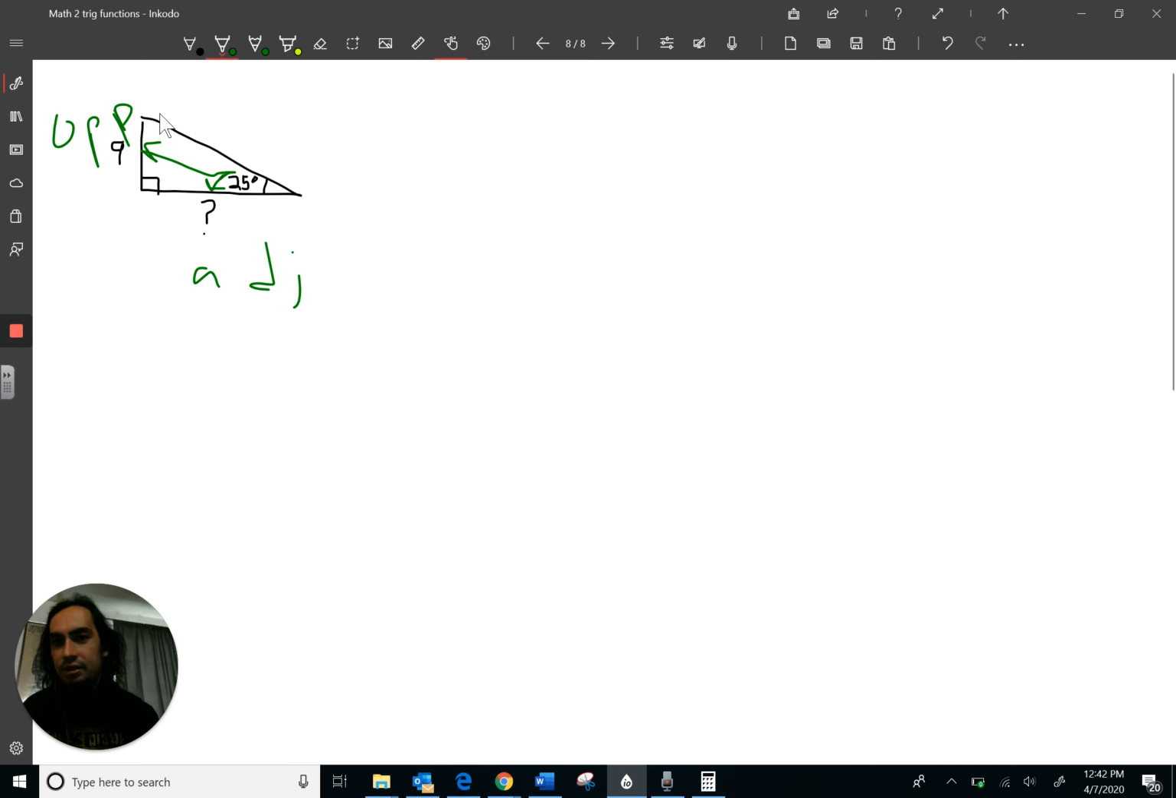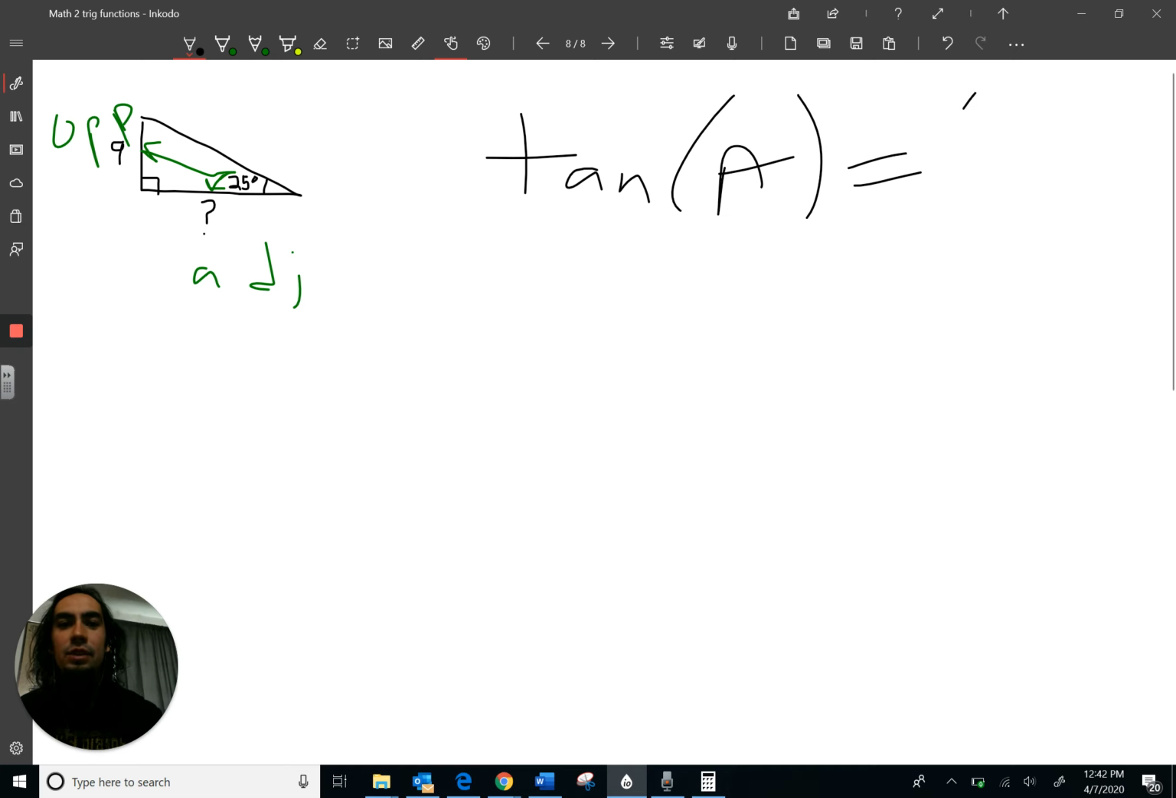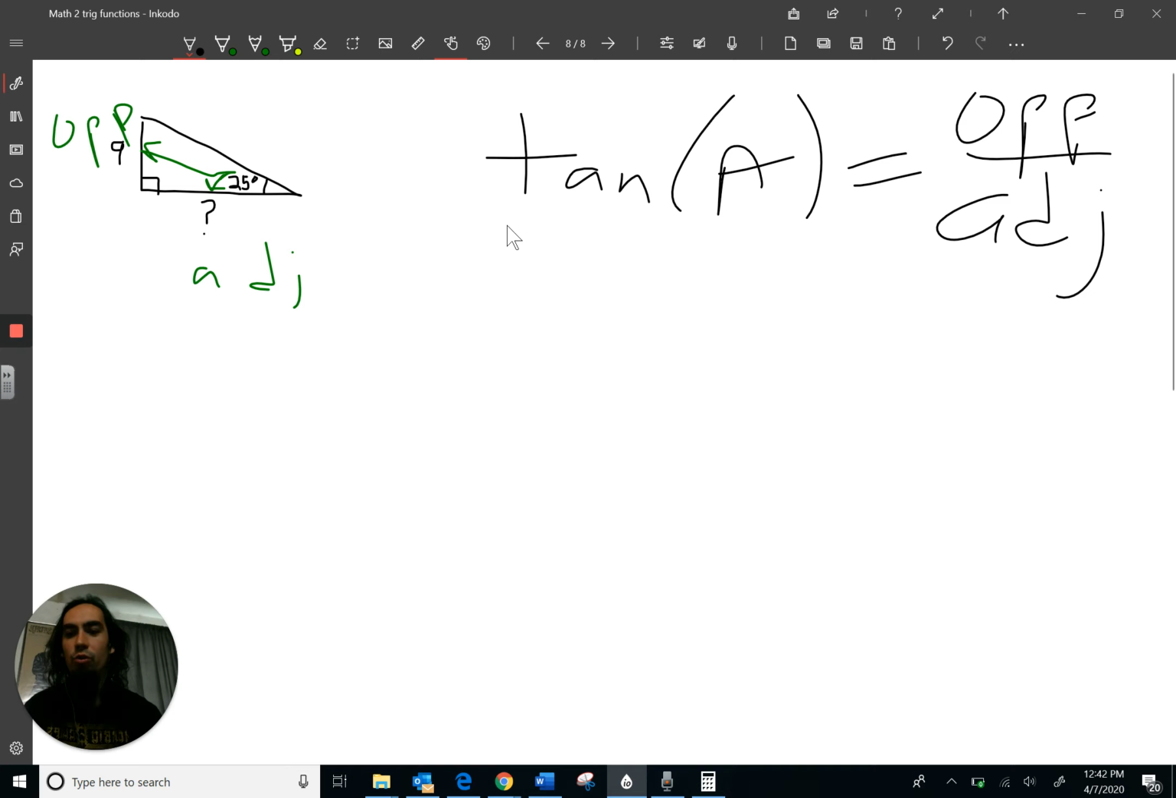The hypotenuse is here. Do we need to know the hypotenuse? No, we don't have information about it. We don't have a question mark for it. So the hypotenuse is not going to be part of this question. So we're just going to focus on these two, opposite, adjacent. Which trig function has opposite, adjacent? Hopefully everybody is saying to their computer screen, tangent. Tangent is opposite over adjacent. Perfect.